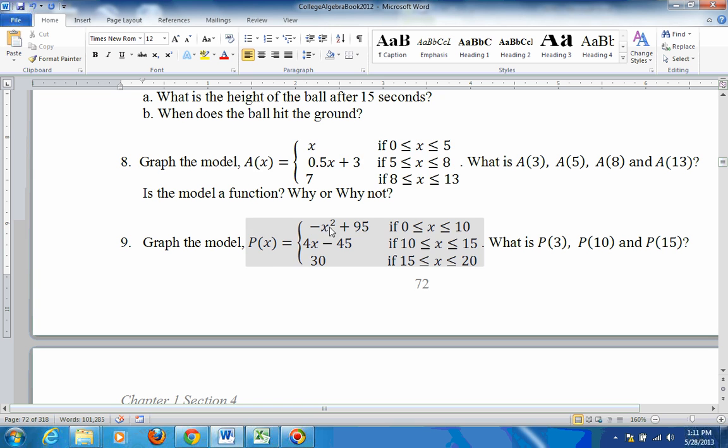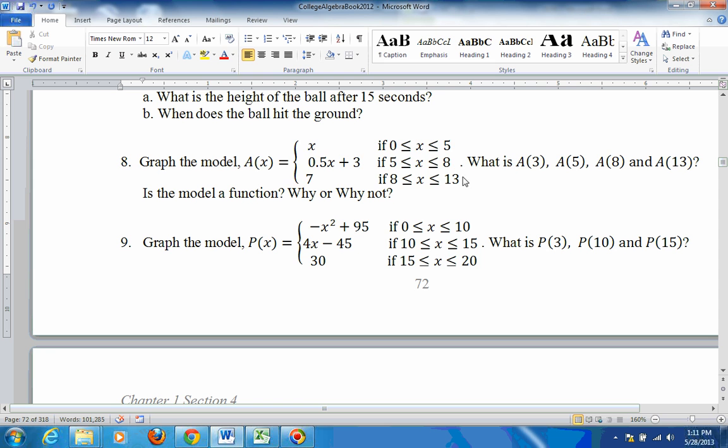And see the same type of thing here with 8. 5 is defined in both places. 3, you would just put it in the top one. You get 3. Put 5 in. You get 5 on the top, put 5 here, and 5 times 0.5 is 2.5. 2.5 plus 3 is 5.5. So you don't get the same thing, so this thing is not a function.